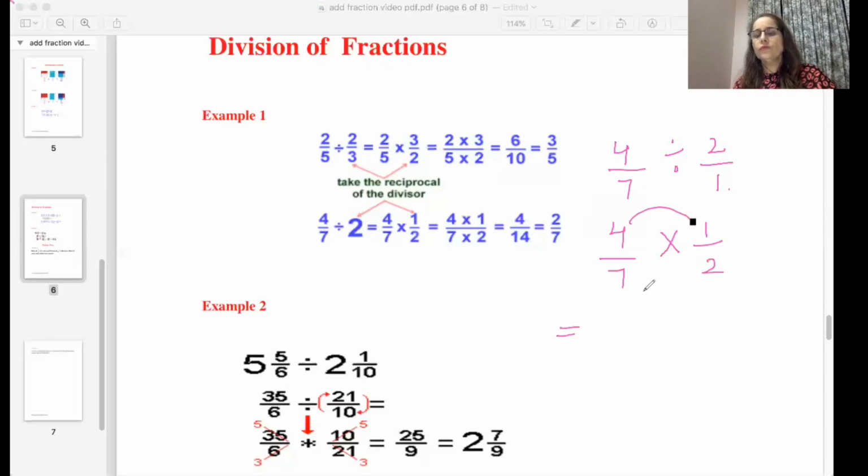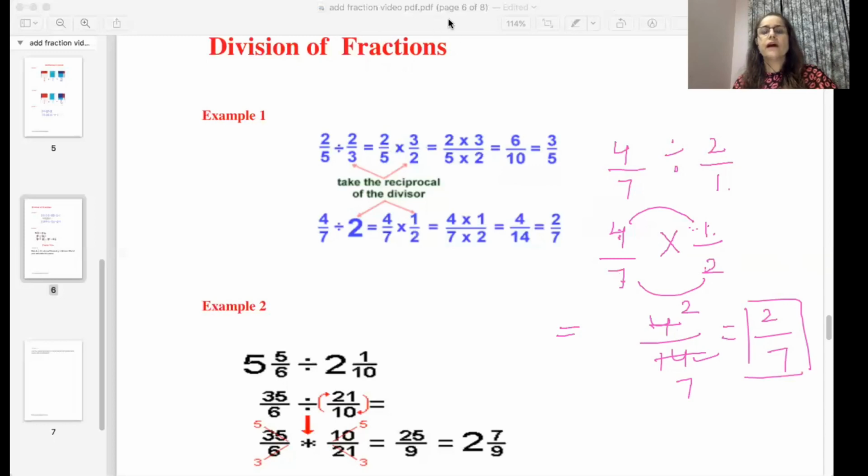So how to do it now? It is simpler. Now 4 ones are 4 and 7 twos are 14. As we did in the previous question, multiplication of fractions. So numerators are being multiplied: 4 into 1, 4, and 7 into 2, 14. We can reduce it to the lowest term. 2 twos are 4, 2 sevens are 14. So it is reduced to 2 by 7.